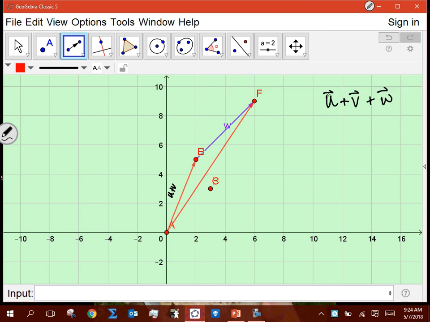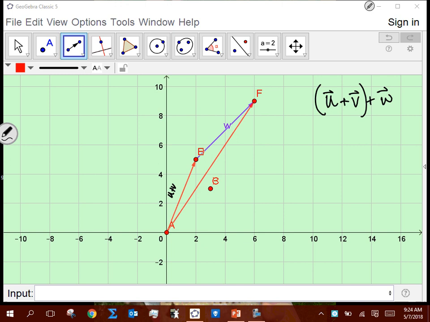So what's that tell me? The way I viewed it, I did u plus v first, right? I did that addition first. I can associate those two, do that addition first, and then tack onto a w, and I should get that resultant from A to F as being u plus v plus w. Now, that's kind of introducing the associative property.